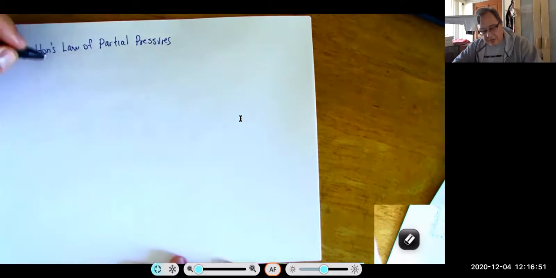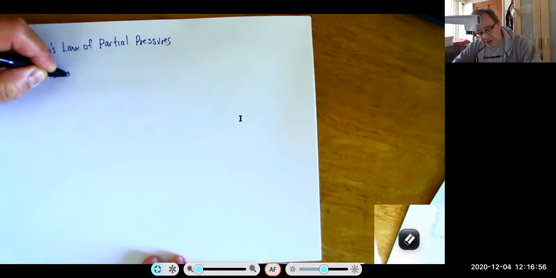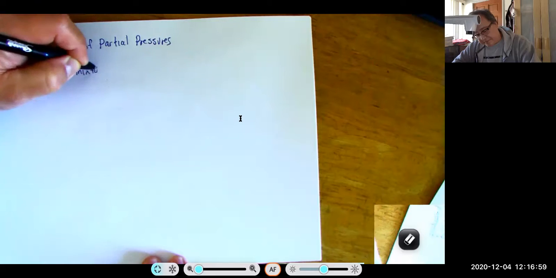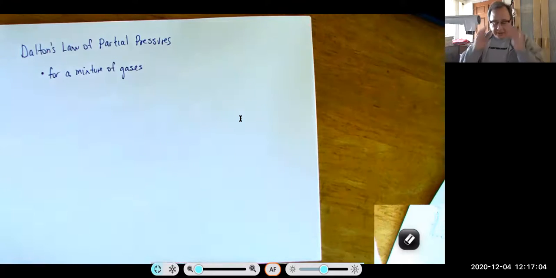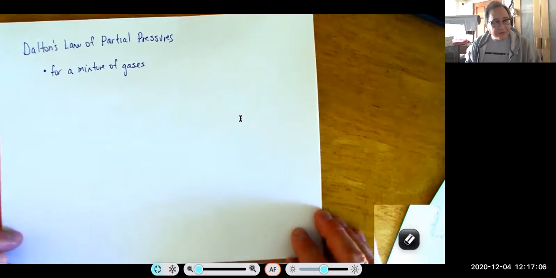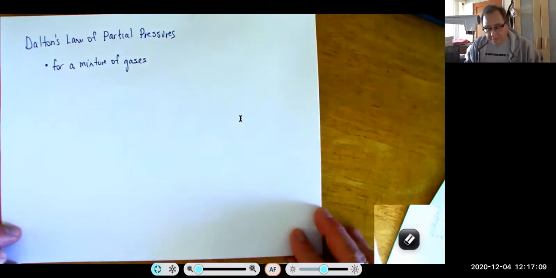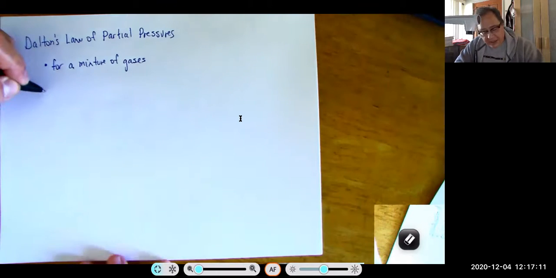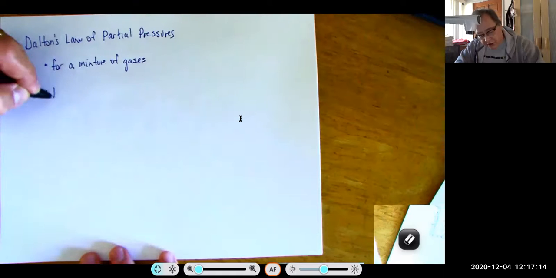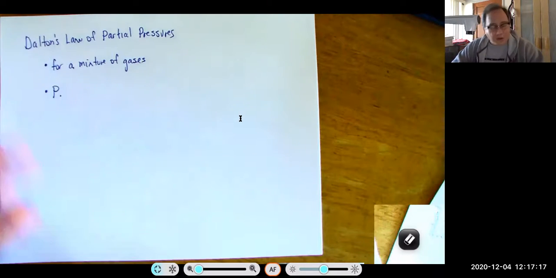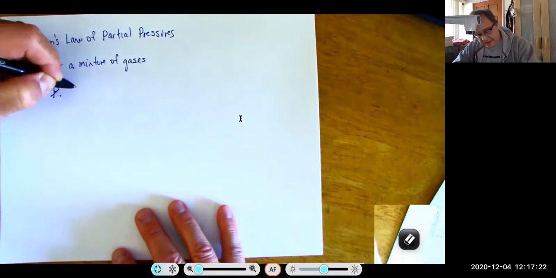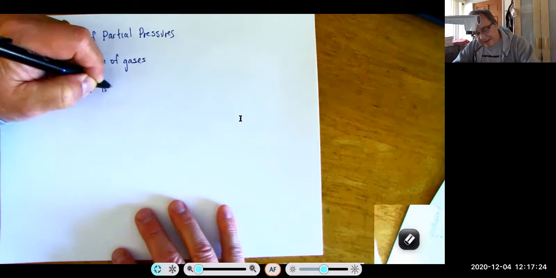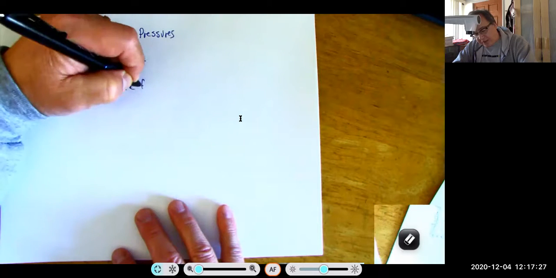Okay, so when we talk about Dalton's law of partial pressures, this is specifically for a mixture of gases. Up until now, we haven't really considered pure gases versus mixtures of gases. Dalton's law is really specific for mixtures of gases. And Dalton's law says that the pressure, well, actually, I want to point out that for the mixture of gases, the temp is the same for each gas.